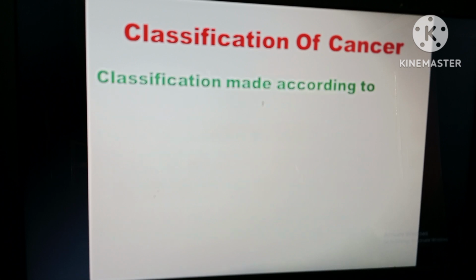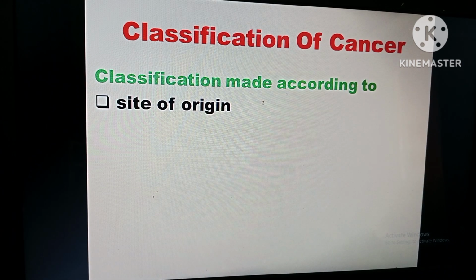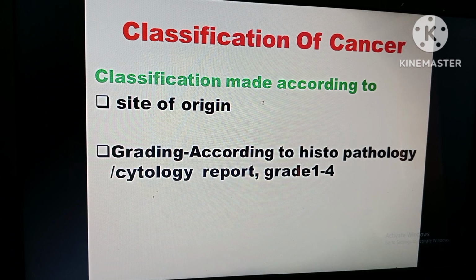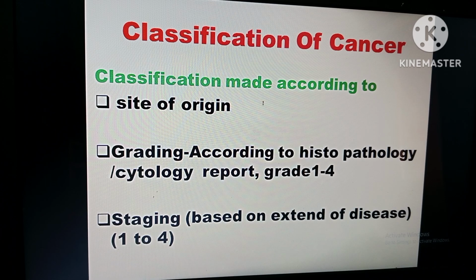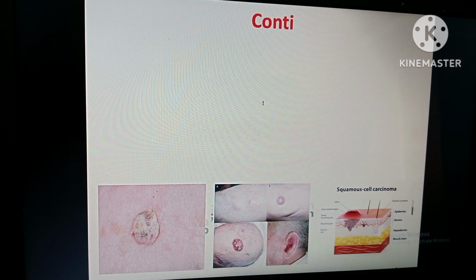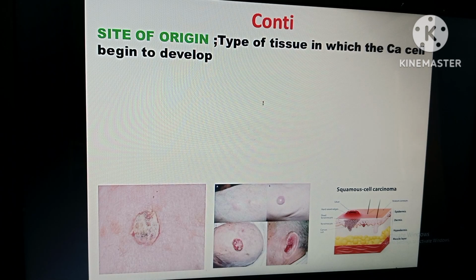Hello student, today we will discuss classification of cancer. Classification is made according to site of origin; grading, which means according to the histopathology and cytology report, the grade is given 1 to 4; and staging, based on the extent of disease, also 1 to 4: first stage, second stage, third and fourth stage. We will see that later. Okay, now let me see site of origin.